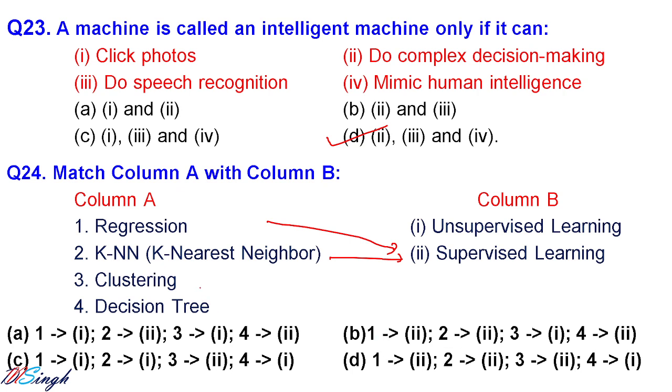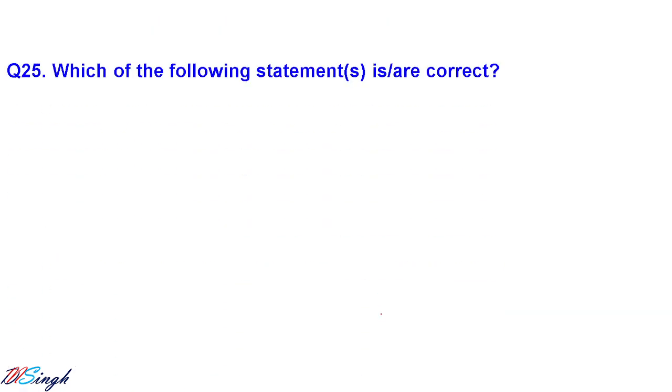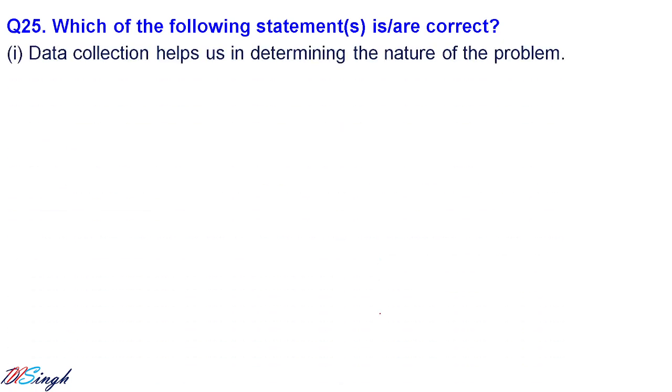Yet clustering is unsupervised. Okay, so clustering is unsupervised. For 3 we are going to say 1. So this is the correct answer. This is called the elimination method. If you know some of the matching, then you can eliminate the other options. Let us go for question 25.